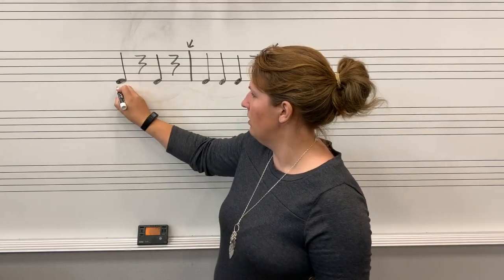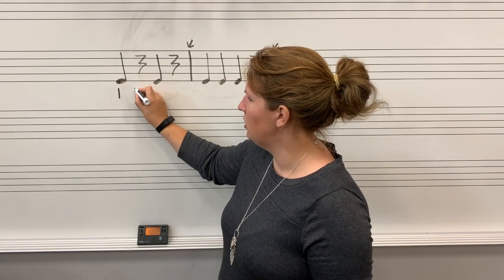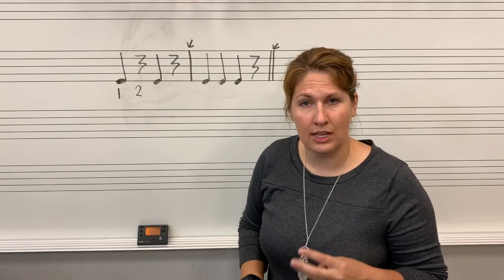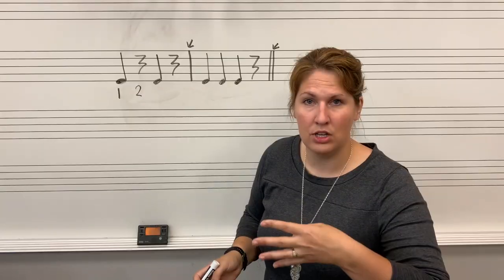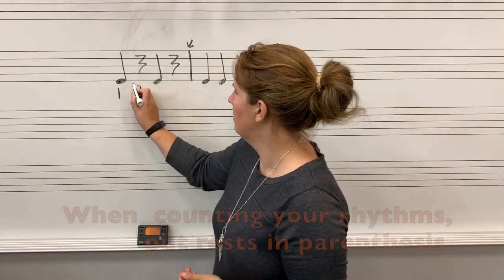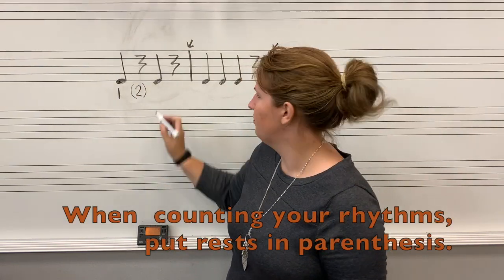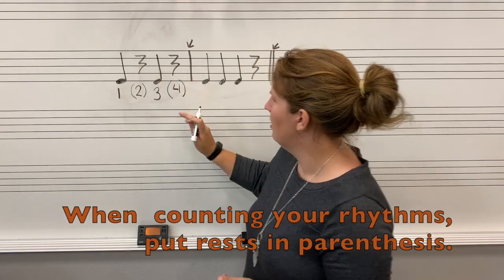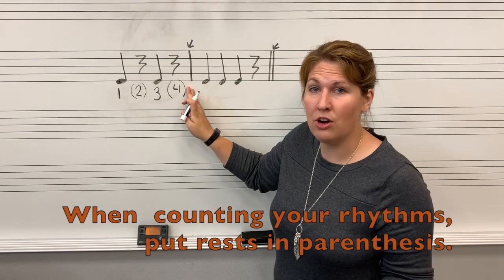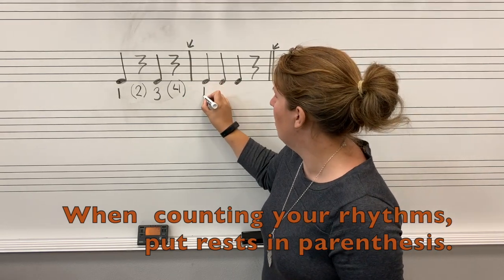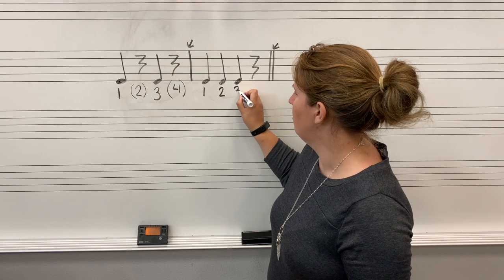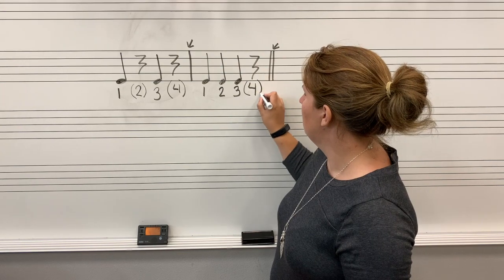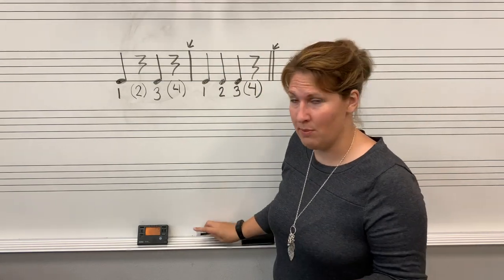So this is beat 1. This is beat 2. But anytime we have a rest, we're going to put that number or the count in parentheses as you're counting through that you're not actually going to clap there. There's 2, 3, 4. I see my bar line, so I'm going to start over again with 1. 1, 2, 3, 4, and remember a rest goes in parentheses.